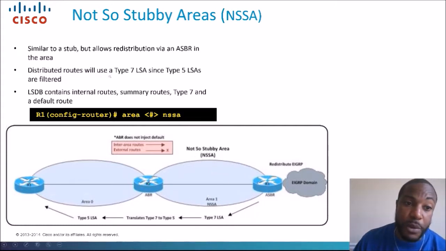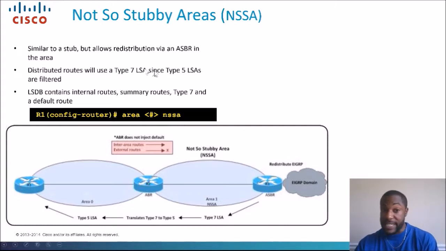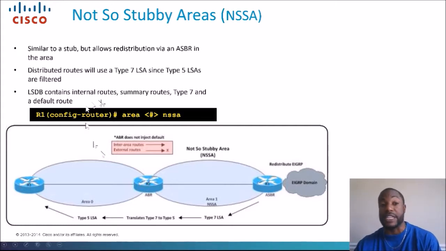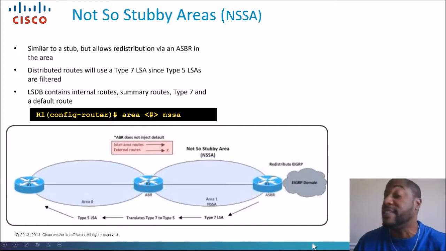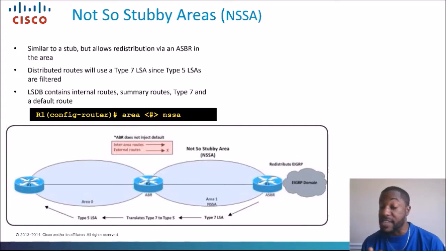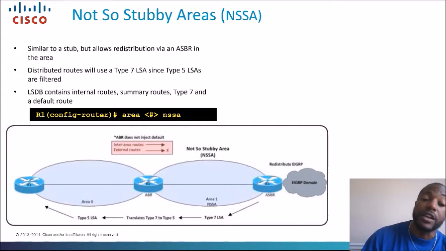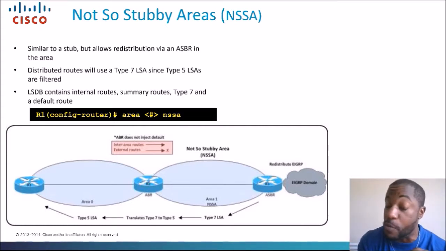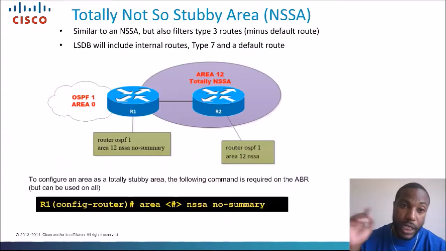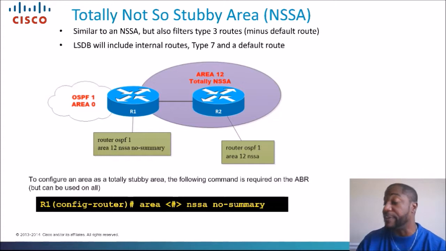As you can see here, redistributed routes will use a type 7 LSA since type 5s are filtered. And the LSDB, link state database, contains internal routes, summary routes, type 7, and a default route. So a default route also gets injected into this as well. We configure it by using area, the area number, and then NSSA. We did this in the last video, in fact, so we can generate type 7 LSAs. That's what we did. Look at that video. That video prior to this is very important if you stumbled upon this, so you really need to watch that one. Totally not so stubby area.